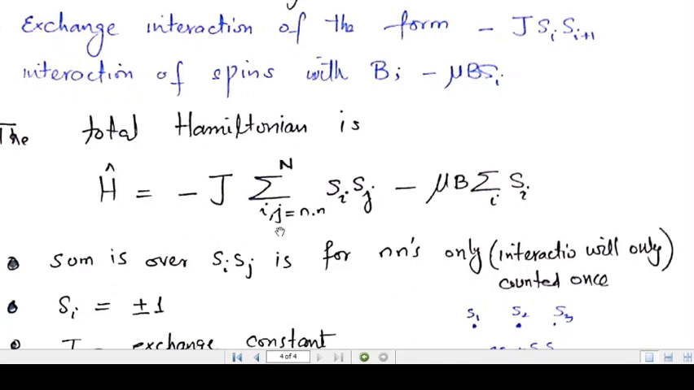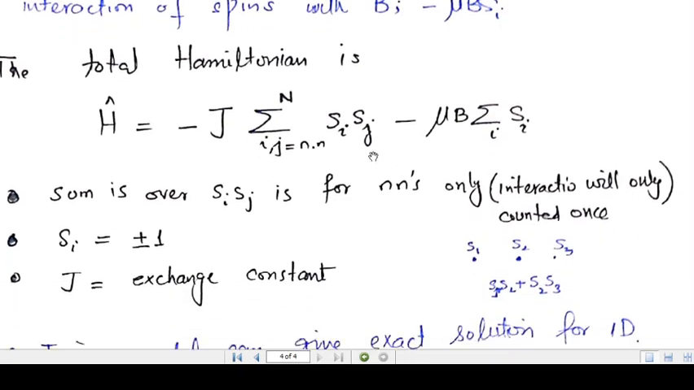Here we can note that the sum over SiSj is for the nearest neighbor only, as we also discussed previously, that we will only consider the nearest neighbor interaction, and we have to count it only once. If there is a spin S1 on one side and S2 on the other side, you have to consider this interaction only once, the interaction of S1 with S2 or S2 with S1. So double counting should be avoided here.